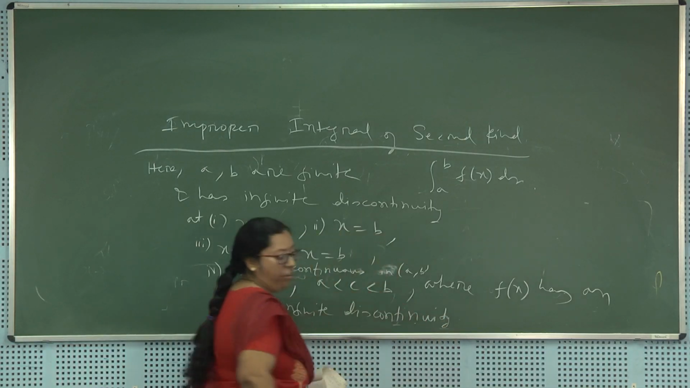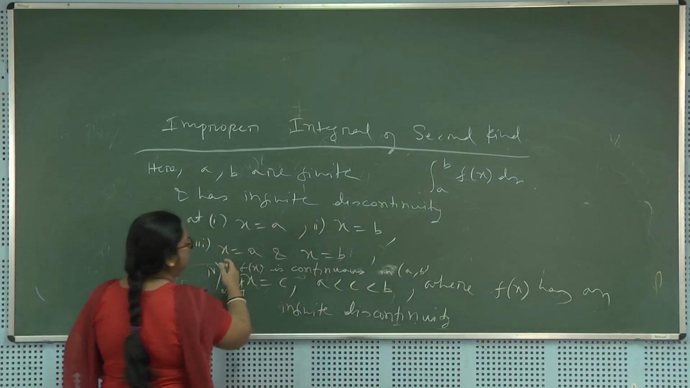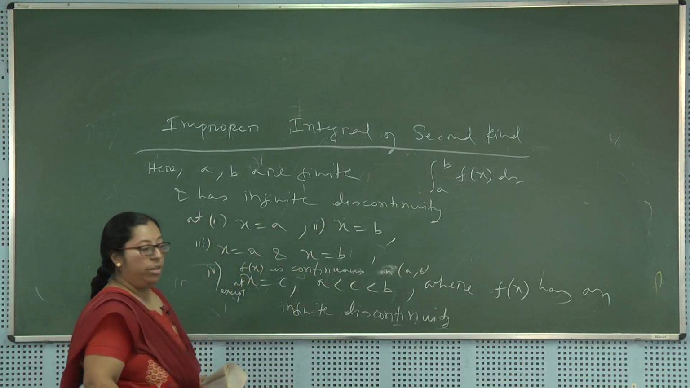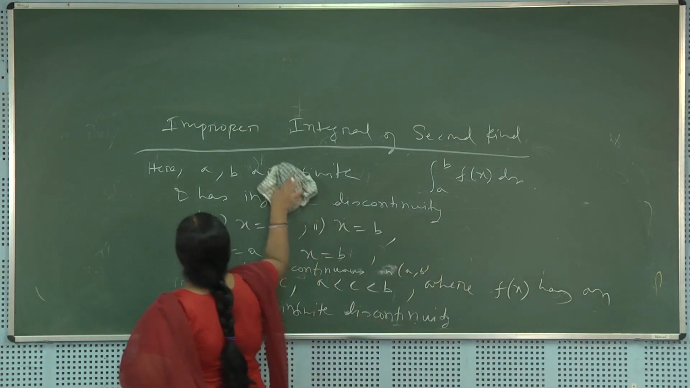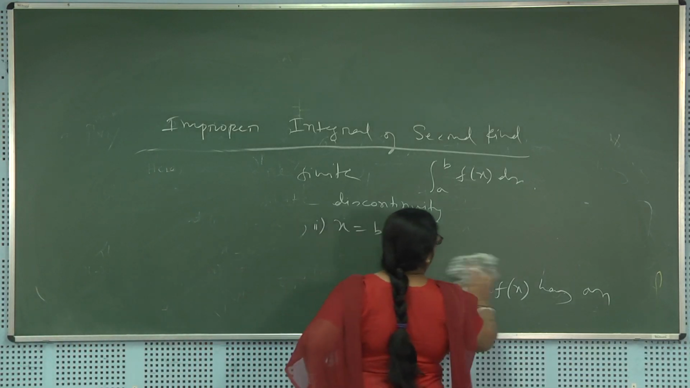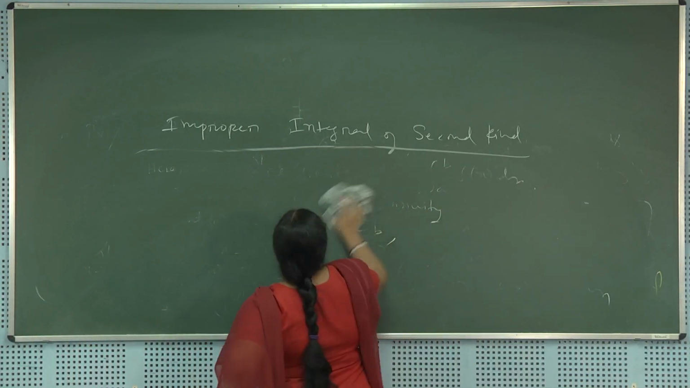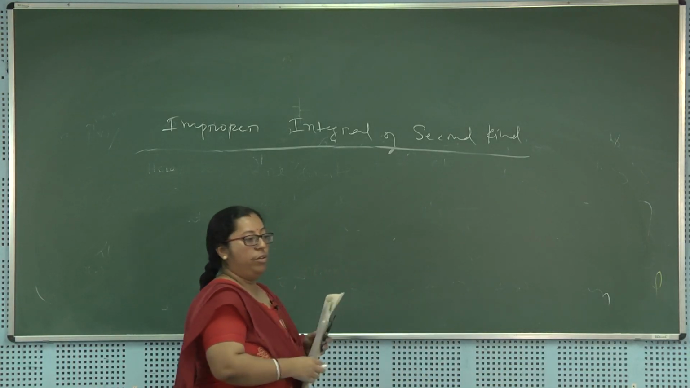So, remember, for the second kind there are 4 cases: either at the lower limit, the upper limit, both the limits, or at some interior points. The function becomes unbounded. Suppose your function has a finite number of discontinuities. For the infinite case, we will not deal with it here. You have to go for higher mathematics. So, we are assuming the function has a finite number of discontinuities.